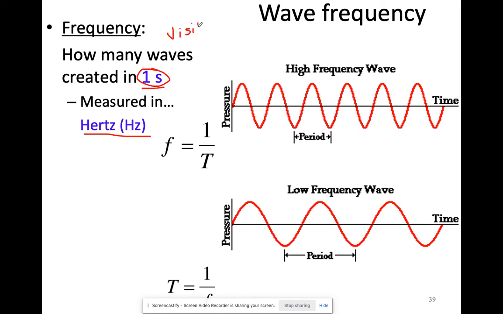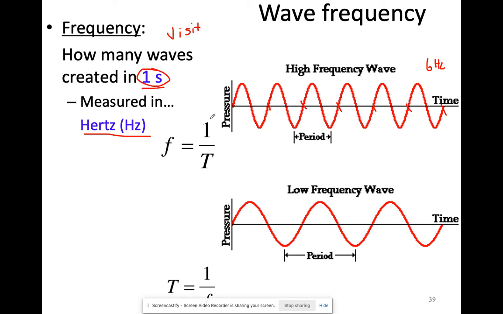So if we look at this wave right here, if we imagine that this is 1 second, we would say that the frequency of this wave is 1, 2, 3, 4, 5, 6. So we could say that the frequency of this wave is 6 hertz, that there are 6 waves for every 1 second. Okay?